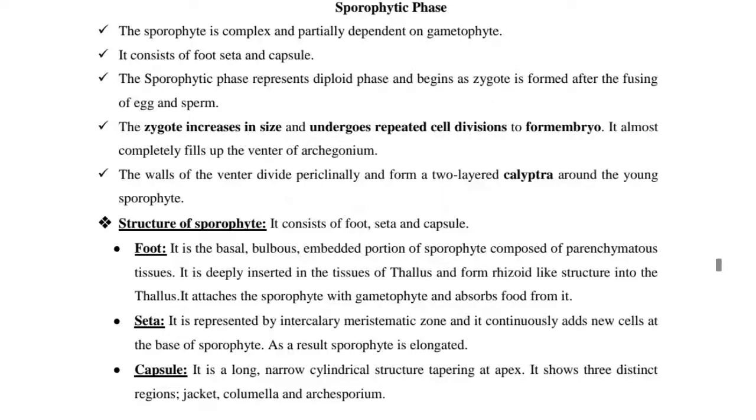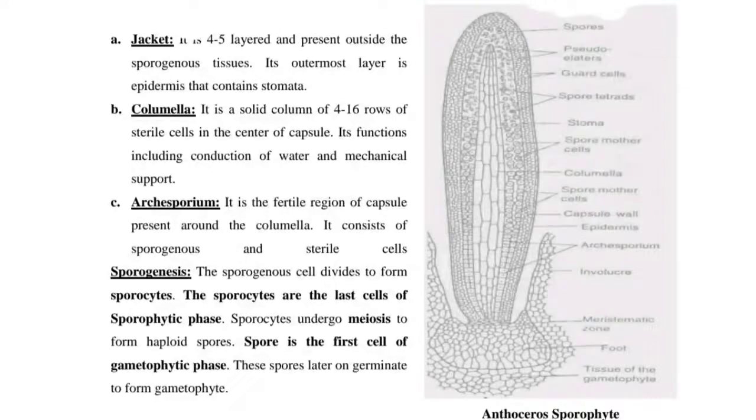Capsule: it is a long, narrow cylindrical structure tapering at the apex. It shows three distinct regions: jacket, columella and archesporium. A. Jacket: it is 4 to 5 layered and present outside the sporogenous tissues. Its outermost layer is the epidermis, which contains stomata. B. Columella: it is a solid column of 4 to 16 rows of sterile cells in the center of the capsule. Its functions include conduction of water and mechanical support. C. Archesporium: it is the fertile region of the capsule present around the columella.